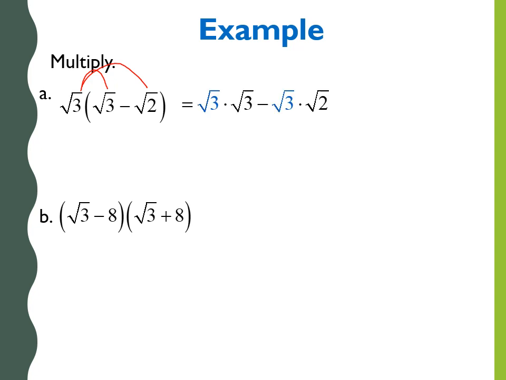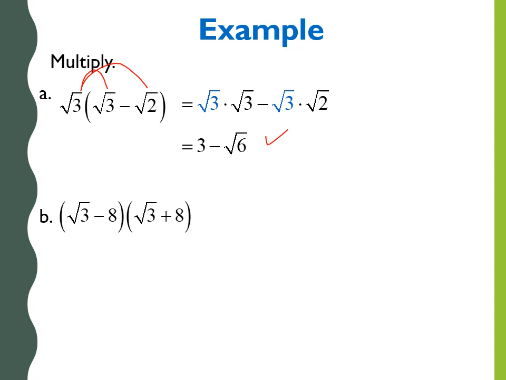That means we're going to multiply square root of 3 to each term on the inside. So I have square root of 3 times square root of 3 minus square root of 3 times square root of 2. Using our multiplication rule, that means that they can be combined under the same radical. So I have the square root of 3 times square root of 3 is square root of 9, which is 3. Square root of 3 times square root of 2 is square root of 6. They're not like terms, so there's nothing else I can do. So boom, I'm done.